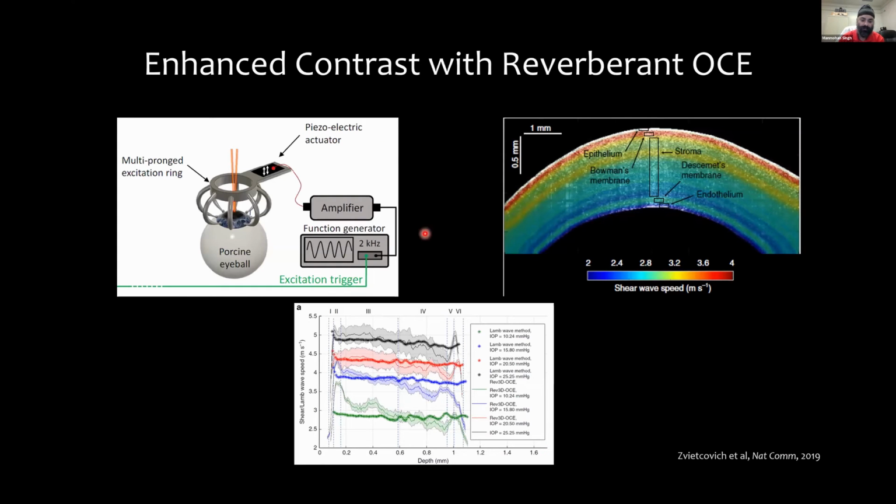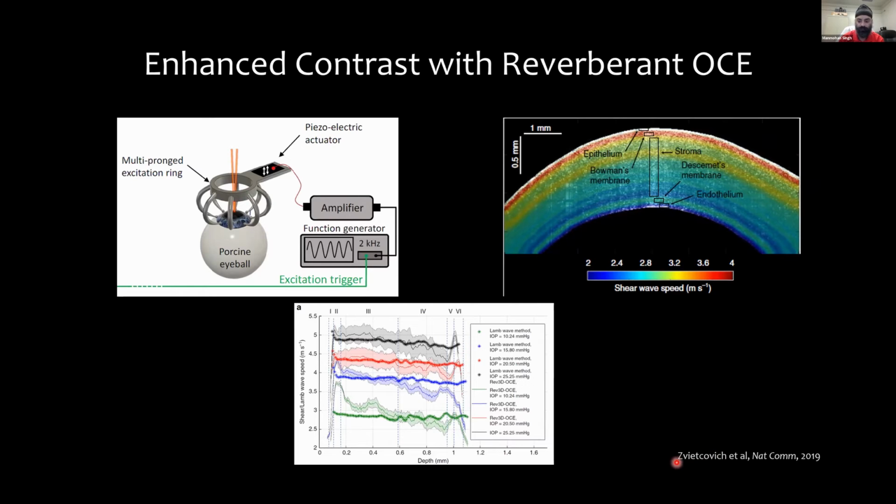So one of the limitations we have with using our air puff, the focused micro air pulse, is that it has limitations in bandwidth, which I'll discuss a little bit later too. And so what that means is that our contrast in the wave speed from the anterior to the posterior of the cornea is very low.